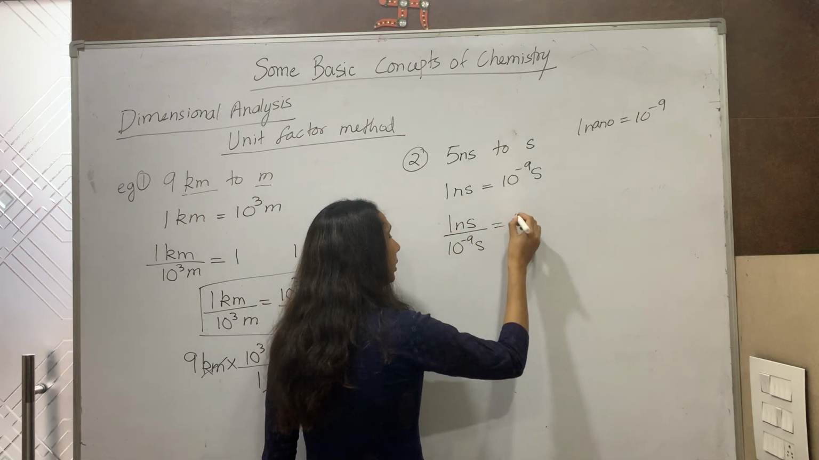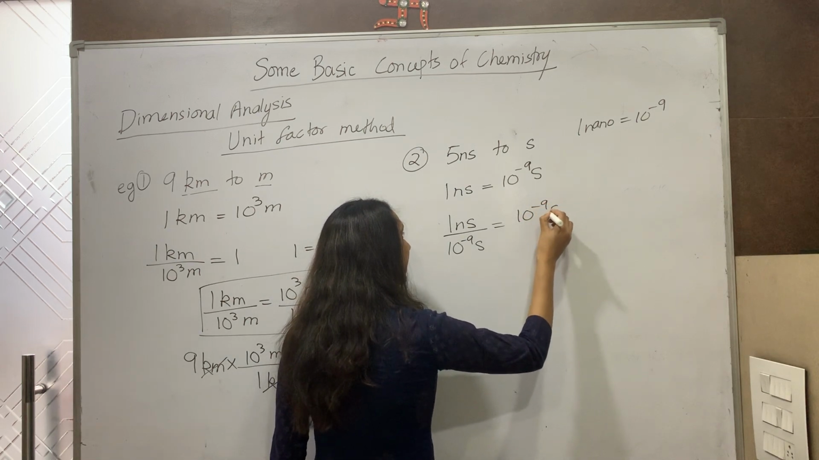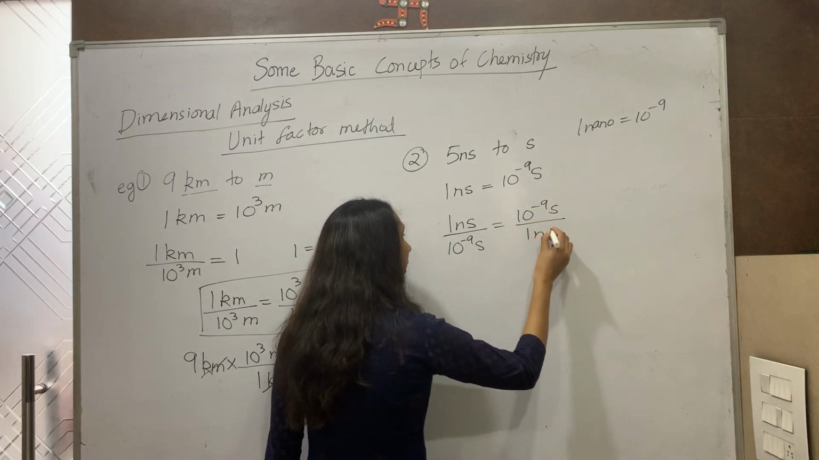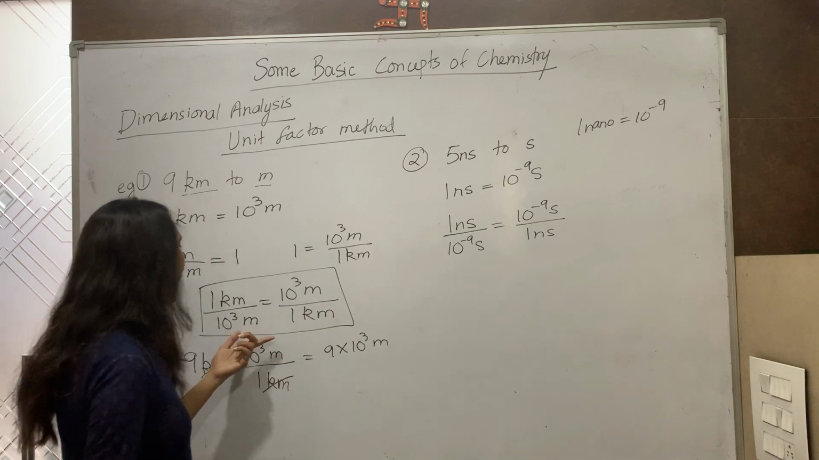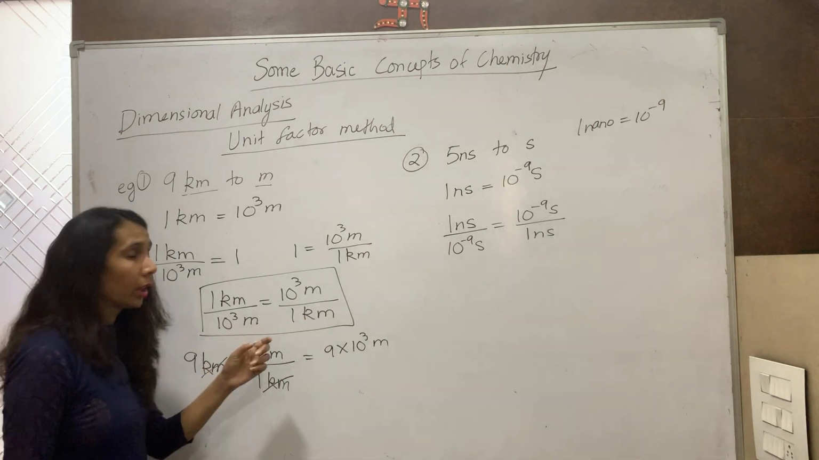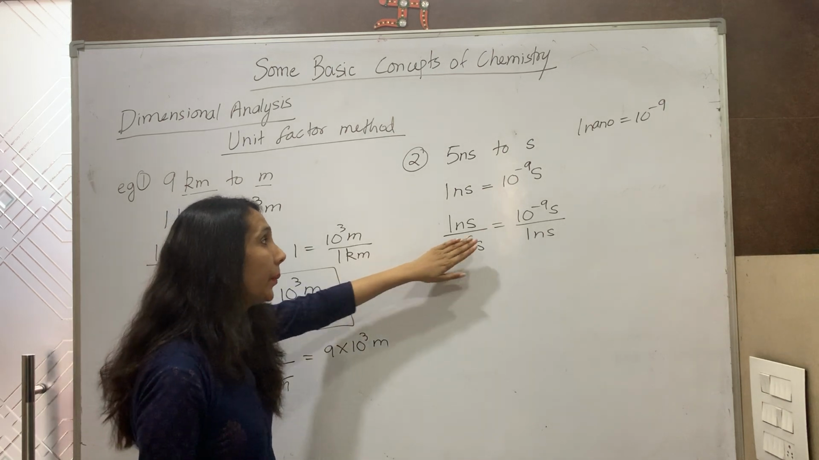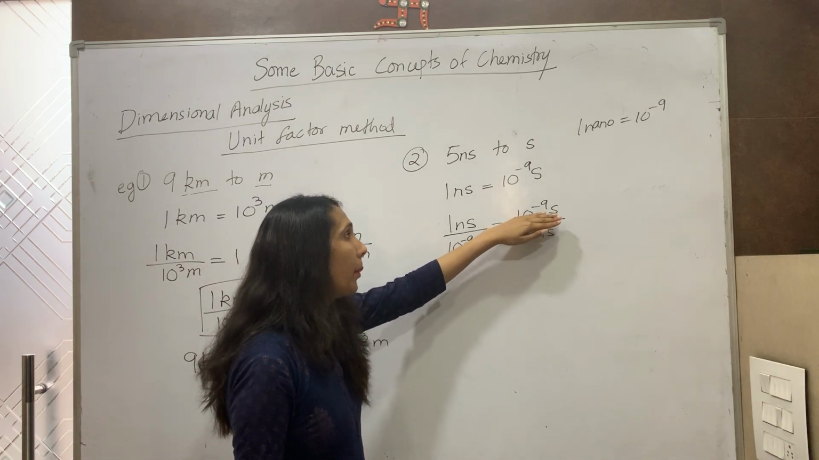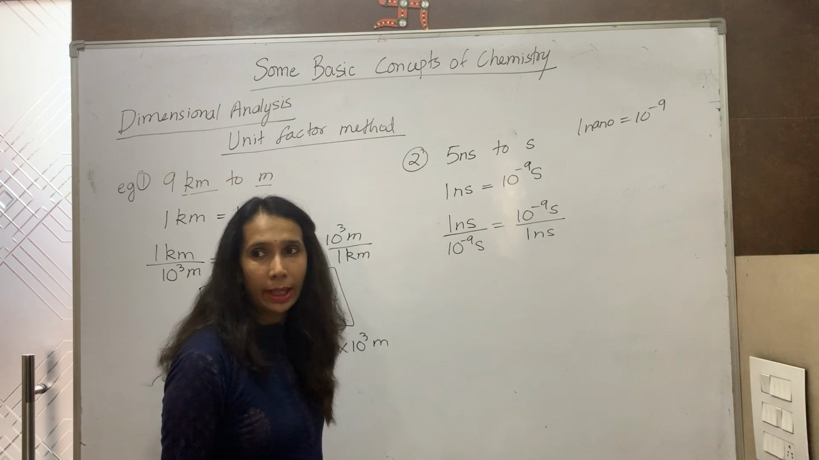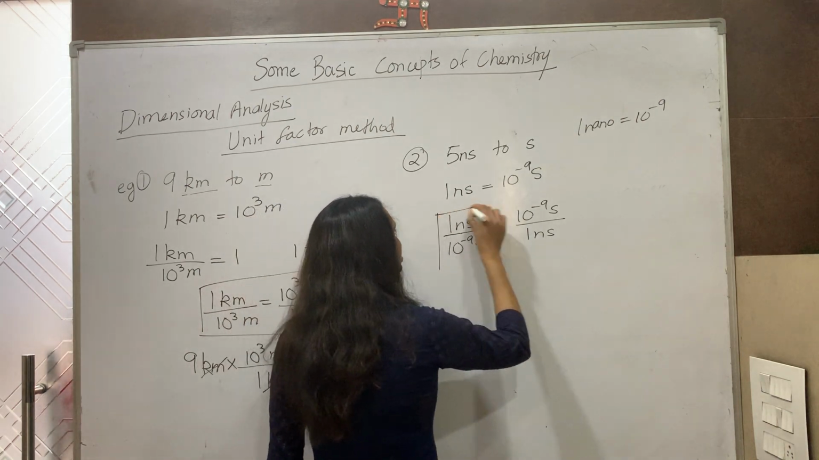And another one, 10 to the power minus 9 second upon 1 nanosecond. Same way as we have made it here. So 1 nanosecond upon 10 to the power minus 9 second is equal to 10 to the power minus 9 second upon 1 nanosecond. These are the unit factors.